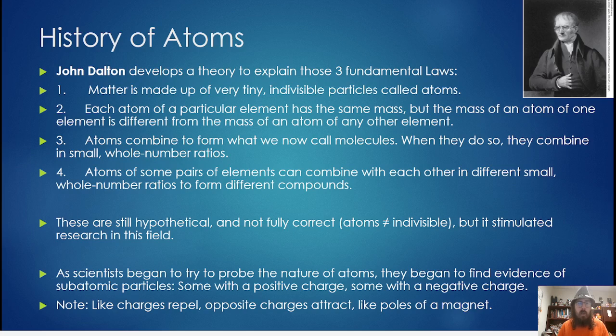So each atom of a particular element has the same mass, but the mass of an atom of a different element is different. So if I take an atom of carbon, I can trust it's going to weigh the same as any other atom of carbon. If I take an atom of iron, it's going to have the same mass as any other atom of iron, but the mass of iron and the mass of carbon will be different.